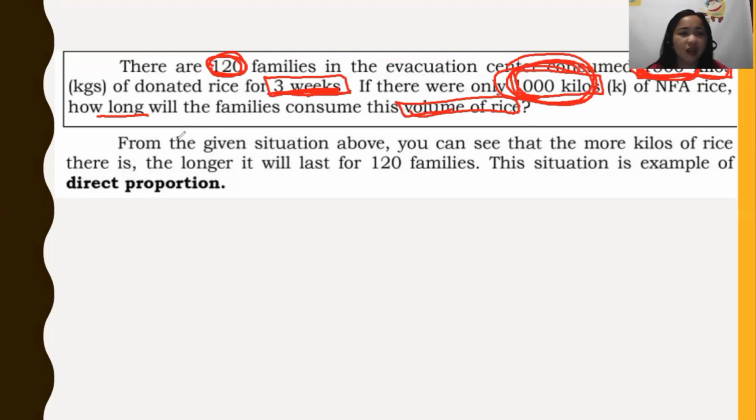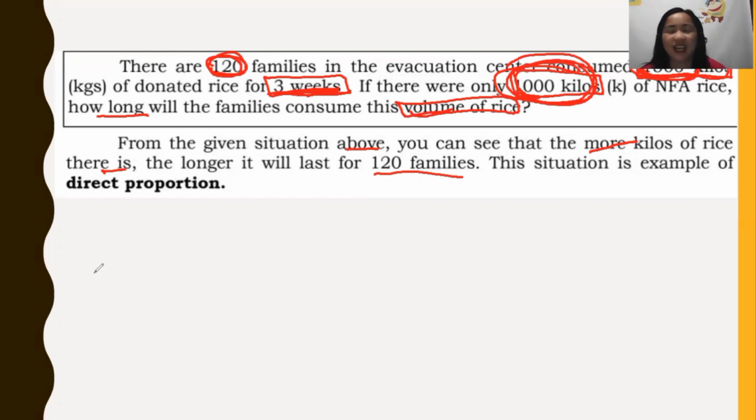So that is, from this given situation above, you can see that the more kilos of rice there is, the longer it will last for the 120 families. Tama naman. Habang kung ang ibinibigay mo mas maraming bigas, ibig sabihin, mas matagal nila mauubos. Pero kung uuntian mo yung kilo ng bigas, syempre, mas mabilis nila itong mauubos. That is why this situation is an example of direct proportion.